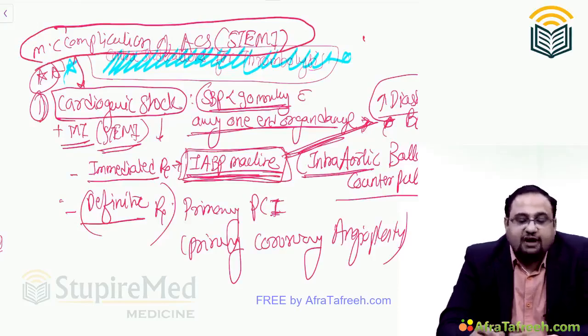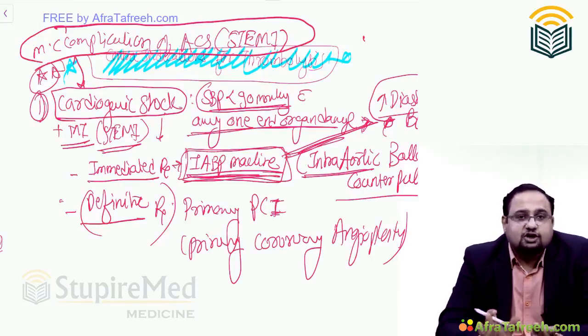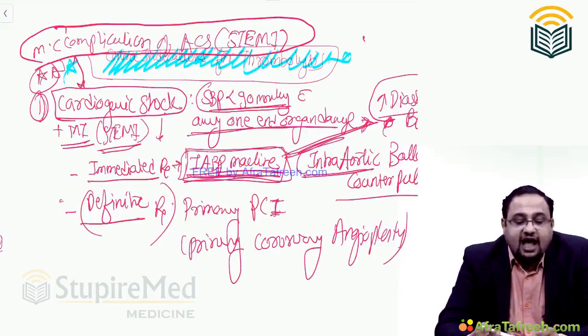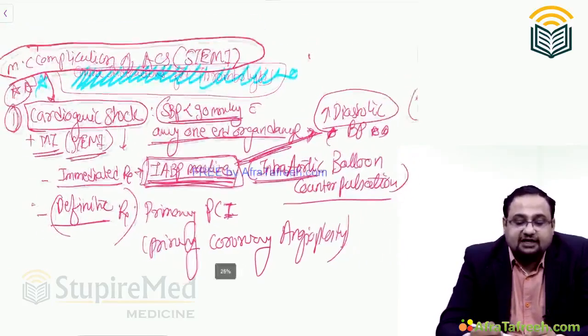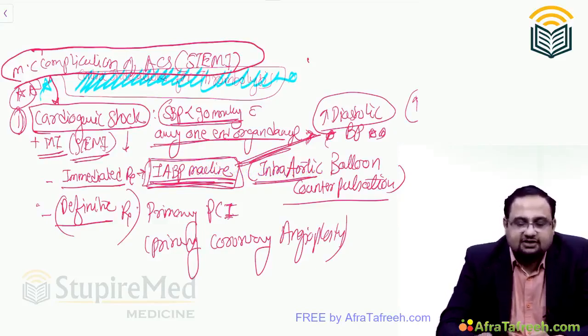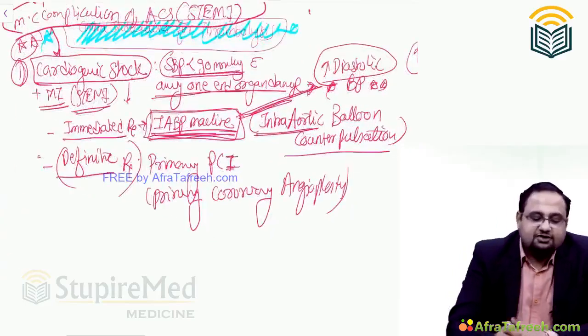Okay, so cardiogenic shock by definition is a systolic blood pressure less than 90 mm of Hg with any one end organ damage present. Such patients are labeled as being in cardiogenic shock with myocardial infarction, and the immediate treatment is putting in an IABP, that is intra-aortic balloon counterpulsation, and the definitive treatment is primary PCI, that is primary coronary angioplasty. This is a very, very important thing one should label.